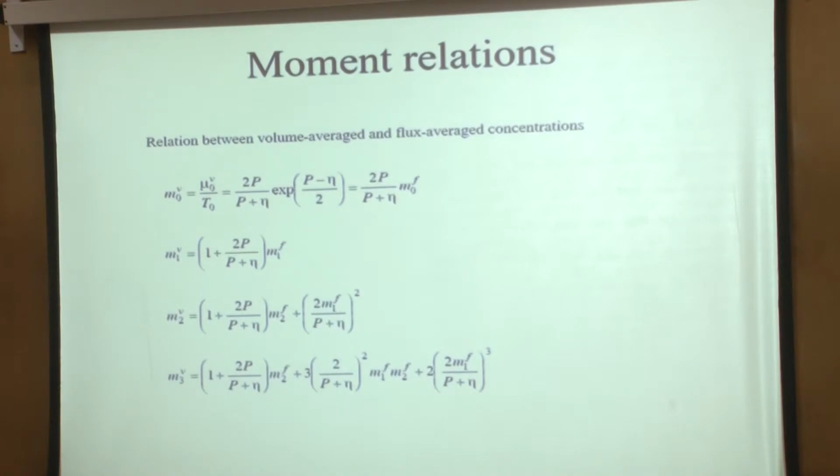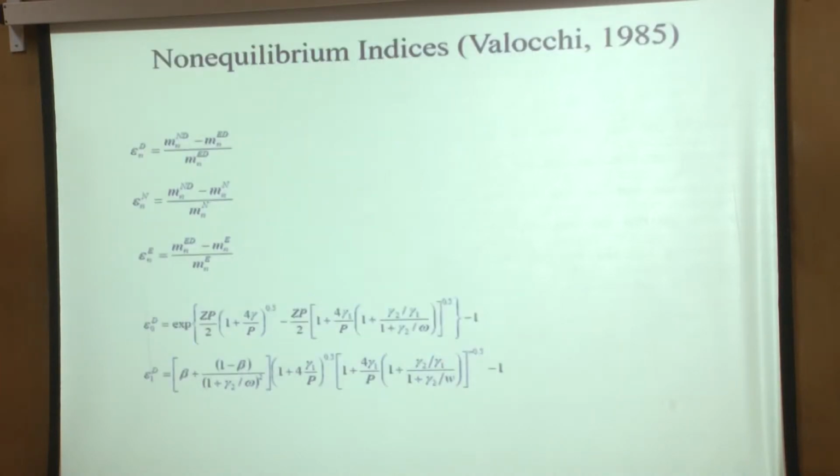So again, I just present some results more for completeness. All it says is we were using flux average concentrations. I can relate flux average concentrations to volume average concentrations as well, which is like the bulk concentration. So moments in resident concentration and moments in flux concentrations are relatable, and this is just for your reference.